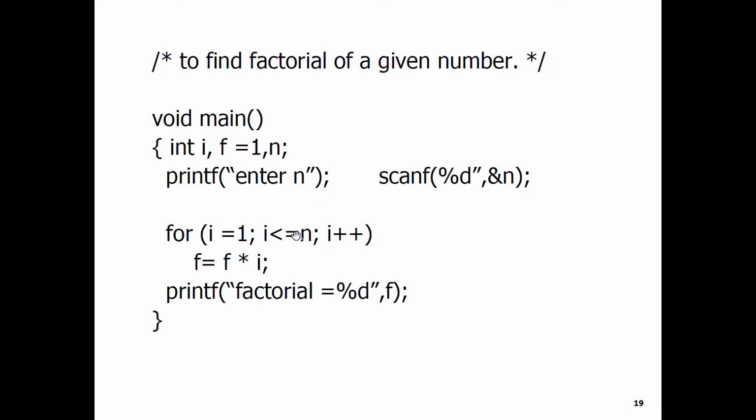Moving ahead, suppose our objective is to find the factorial of a given number. How to find it? From the user we accept the value of n using the scanf function. The for loop repeats n number of times. Initially we initialize f equal to 1, and each time inside the for loop we compute the factorial, and finally when the for loop terminates we print the factorial of the given number. This is a simple for loop, and we know how many times we want to repeat, so we use the for loop.